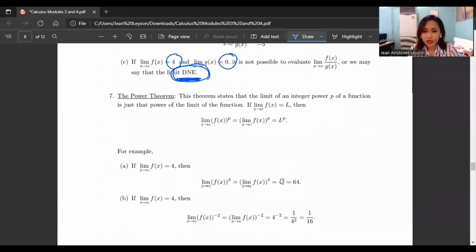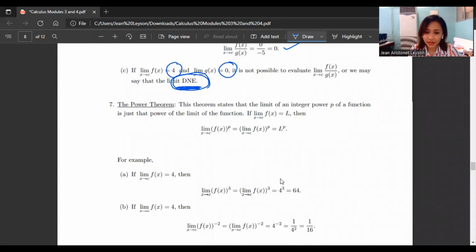Next, we have the power theorem. This theorem states that the limit of an integer power p of a function is just that power of the limit of the function. So given that the limit of f of x as x approaches c is equal to L, then the limit of f of x raised to p as x approaches c is simply the limit of f of x as x approaches c raised to p, which is simply the limit raised to the exponent or the power.